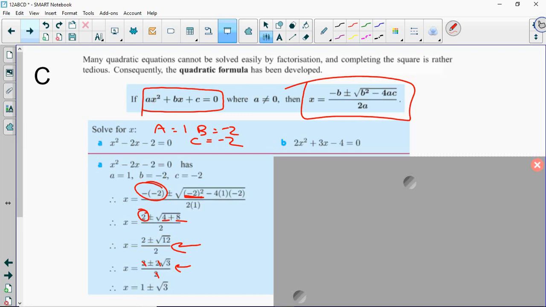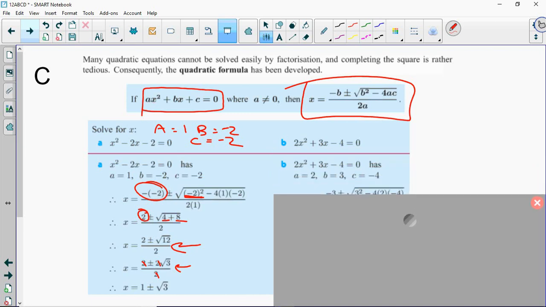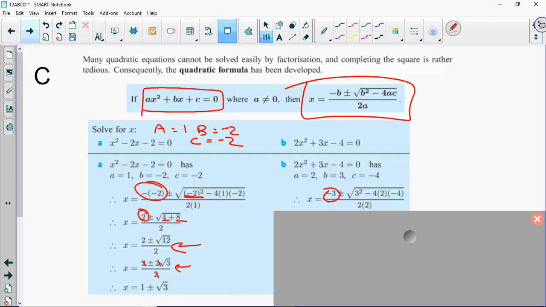a is 2, b is 3, and c is negative 4. So x is equal to negative b, which is negative 3, plus or minus the square root of 3 squared, minus 4 times 2 times negative 4. That's 4 times a times c, all divided by 2 times a, which is 2 times 2 in this case. And then we simplify stuff.